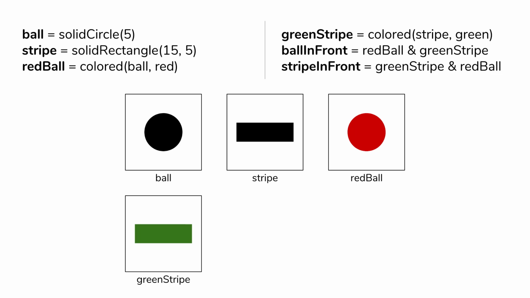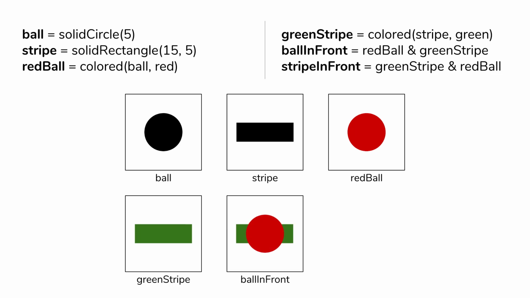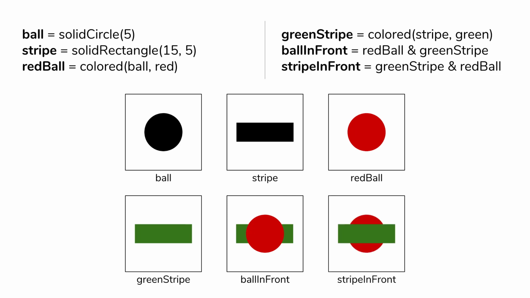When you have more than one color in your picture, it's really important to remember that the AND operator draws the first picture in front and the second picture behind it. So ball in front shows a red ball in the front and a green stripe behind that. Whereas the variable stripe in front shows a green stripe in the front and a red ball behind that. Each of these 6 variables refers to a different picture.